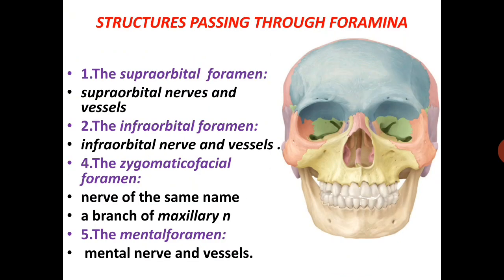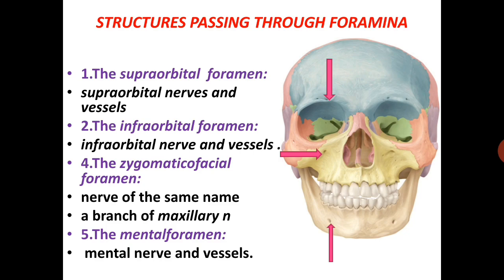Some foramina are located in the Norma frontalis. They are small openings, and we can discuss the structures passing through them in this slide. The supraorbital foramen is located on the supraorbital arch, where the supraorbital nerves and vessels pass. The infraorbital foramen is located below the orbit, where the infraorbital nerves and vessels pass.